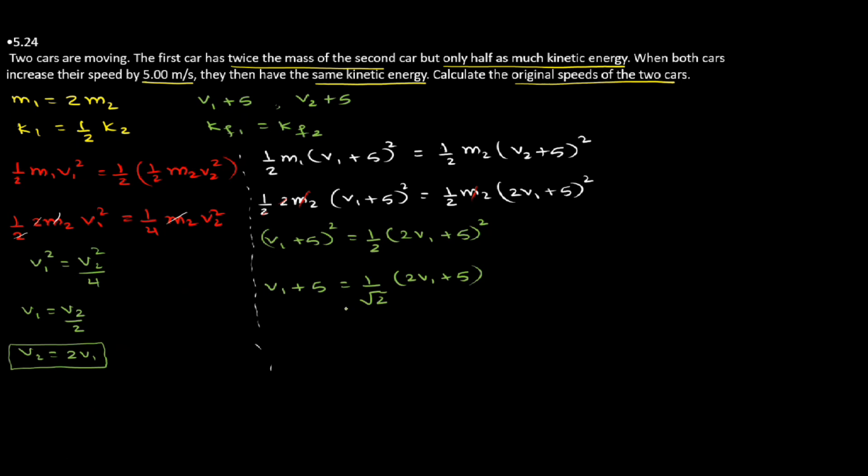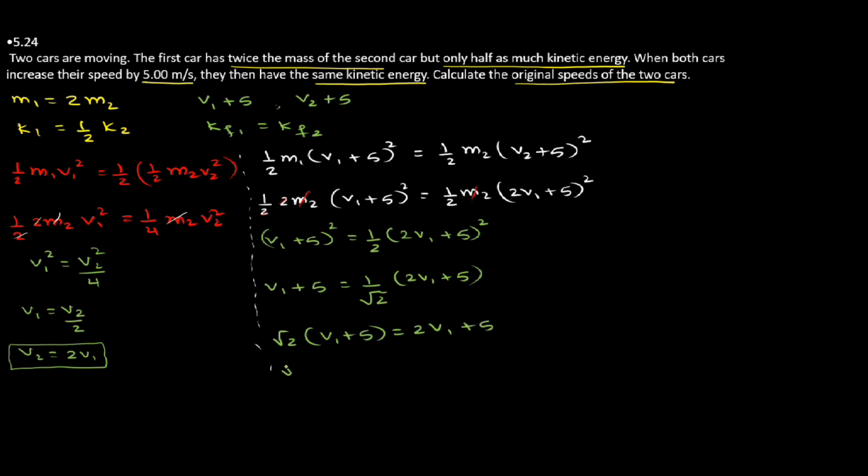Now next you can use shift solve to get the value of V1, or you can rearrange the terms to find V1. Then we can find what V2 is. So you can use shift solve at this step itself, or you can rearrange with me to find the answer. So I'm going to multiply by root 2 over here. So we get root 2 (V1 plus 5) equals 2V1 plus 5.